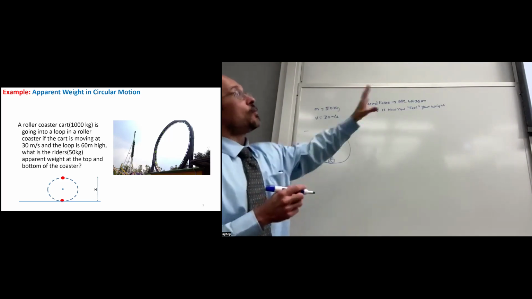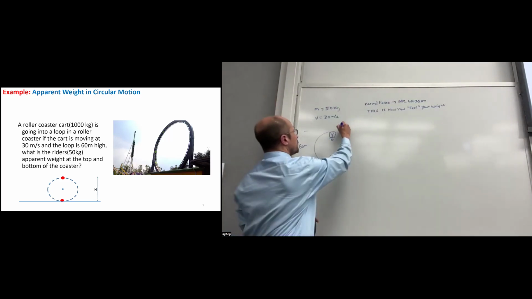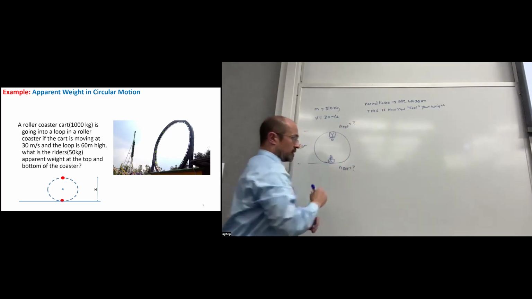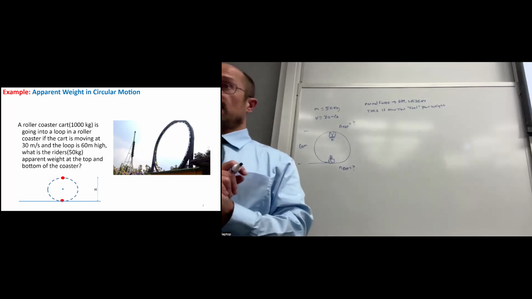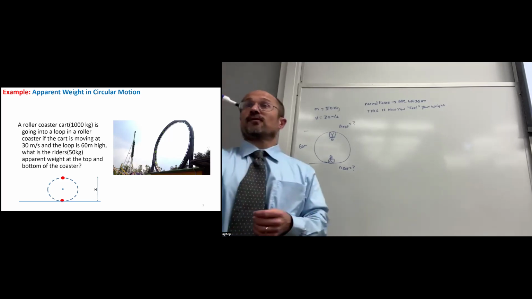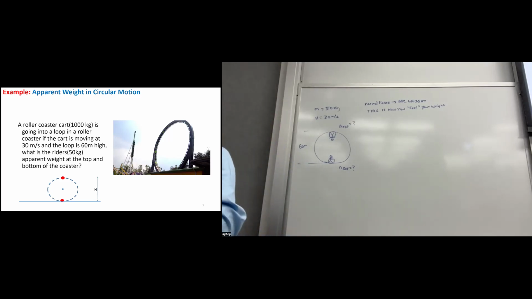So when they ask us, what is our apparent weight? We're looking at N at the top, question mark, and N at the bottom, question mark. That's what we're looking for, top and bottom. Is everyone okay with that? Does that make sense? All right. Do you have a preferred one to start with, the top or the bottom? The top. All right, let's look at the top.